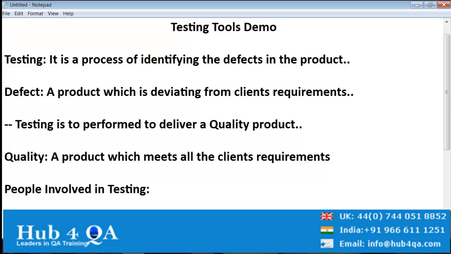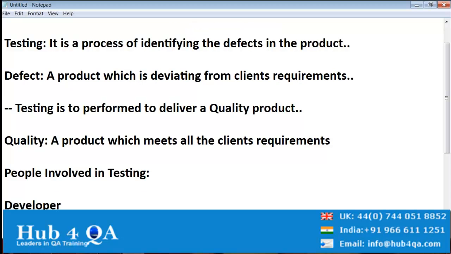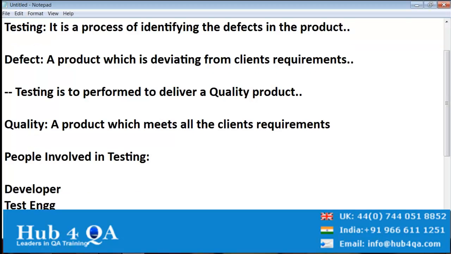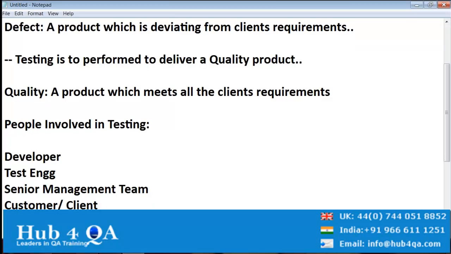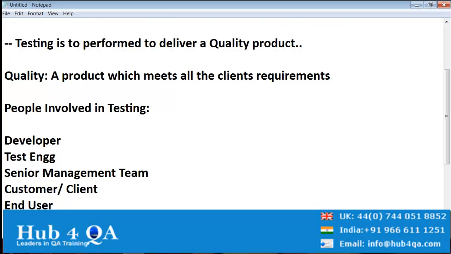People involved in testing. If I come in a hierarchy, as I've told you, initial testing would be done by the developer. We have the developer who is involved in testing. We have the tester, test engineer or a testing team. We have the senior management team. We have the customer, or we call him a client. We have the end user. We have 5 sets of people.